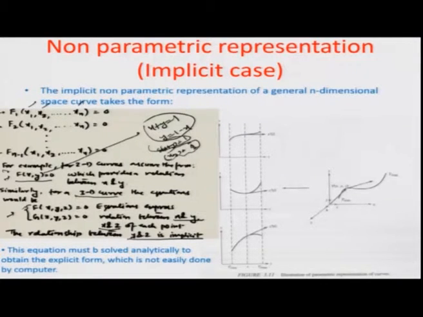So, in implicit representation, the equations that are describing curves must be solved analytically to obtain the explicit form, which is not easily done by a computer, and therefore, it may not be a very good idea to represent curves this way, particularly when we are talking about numerical solutions and curve plotting. The implicit form may not be a very economical way to represent, because it will have to then extensively compute.